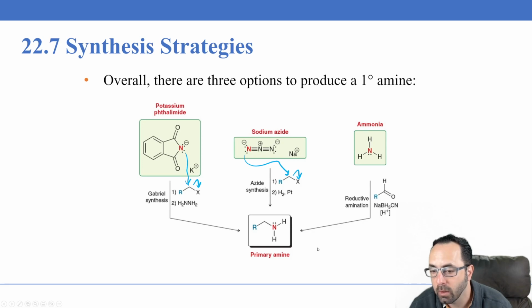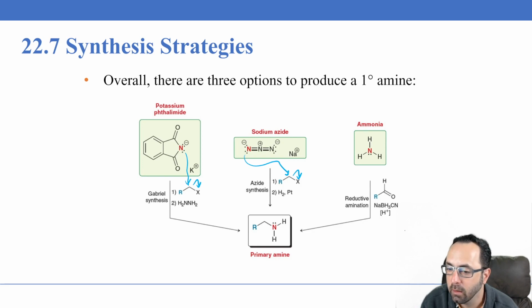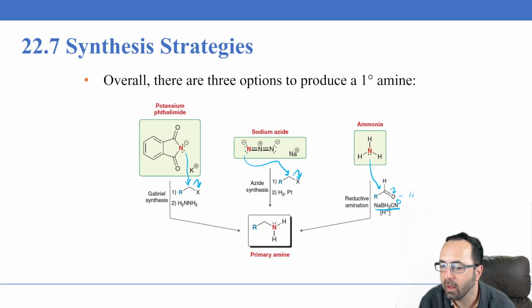Alternatively, we can do a reductive amination where we take some amine and a carbonyl of some kind, an aldehyde or ketone. Again, we protonate the carbonyl to make it more attractive as an electrophile, and we do a nucleophilic attack. Then we use a selective reducing agent, sodium cyanoborohydride, to finally reduce it and get ourselves the amine.